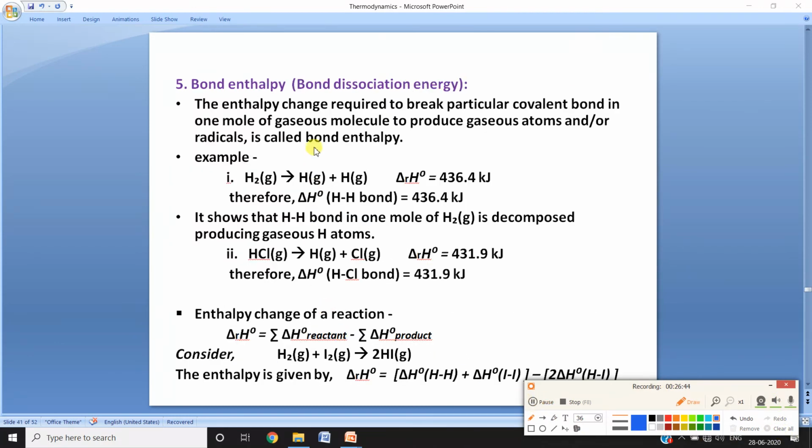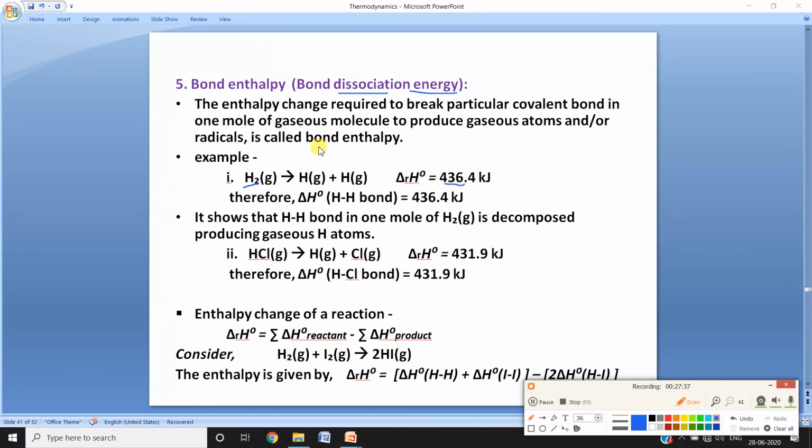Now in case of the enthalpies of phase transition, our last concept is bond enthalpy, or we can say the bond dissociation energy. In short, it is the energy required to break a particular covalent bond. What is bond dissociation energy? The enthalpy required to break a particular covalent bond is called bond enthalpy or bond dissociation energy. See this example, H2 diatomic molecule in gaseous state. When it dissociates, when it breaks, it converts into H plus H, and the enthalpy required is 436.4 kilojoule.